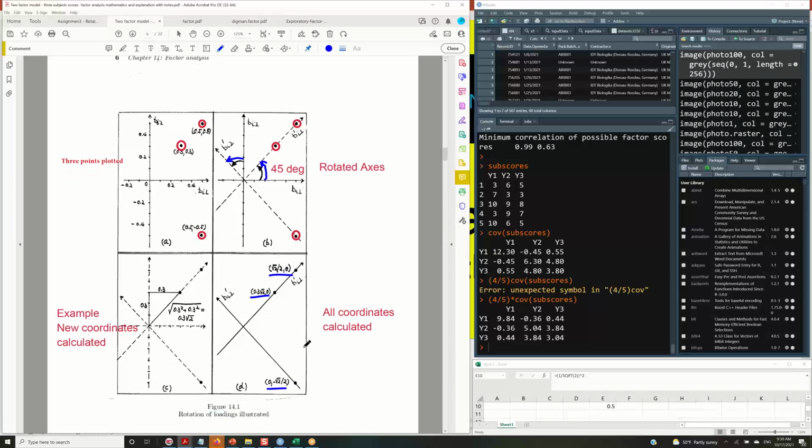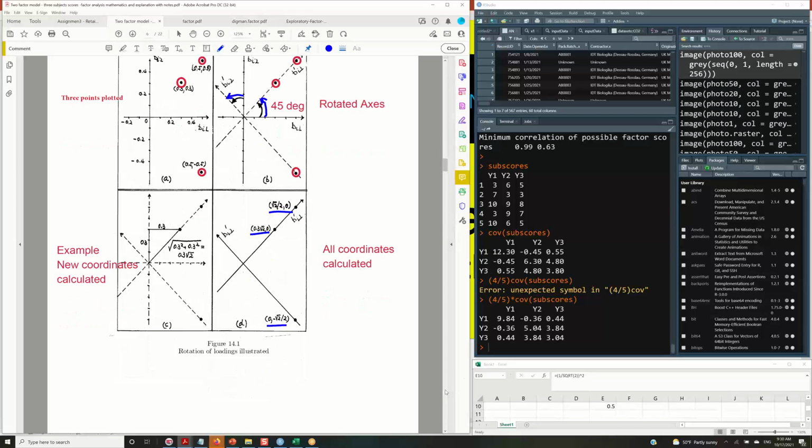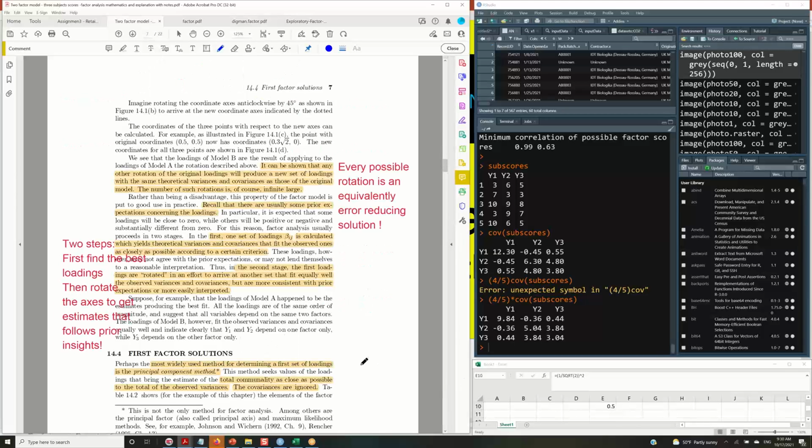Okay, now, so what do we do about it? Let's continue. Every possible rotation is an equivalently error-reducing solution, and you can accept any one, but we don't want to just leave it there. We want uniqueness. There are so many solutions, so we need to make sure it's unique. There is Varimax, there is Promax, there is Thurstone, so many things. For example, I'll show you here.